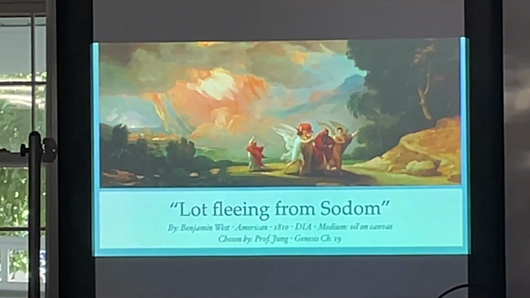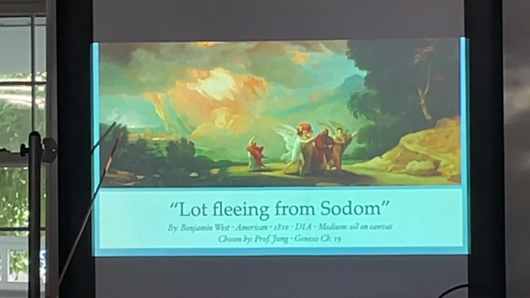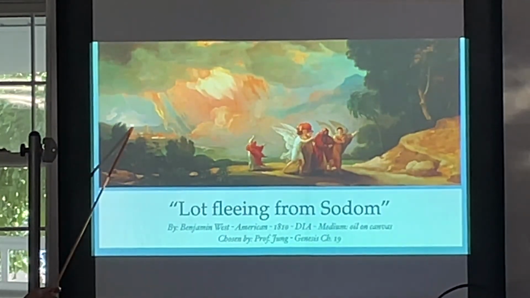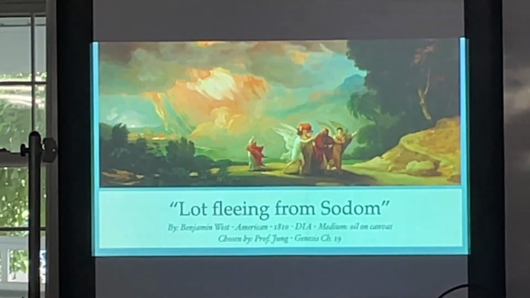Notice that all of the foliage is by where they are and not by Sodom and Gomorrah, representing that they are safer now than they were before. Is that the sun rising? The sun is rising. This happens in the morning, right? Good. All right.